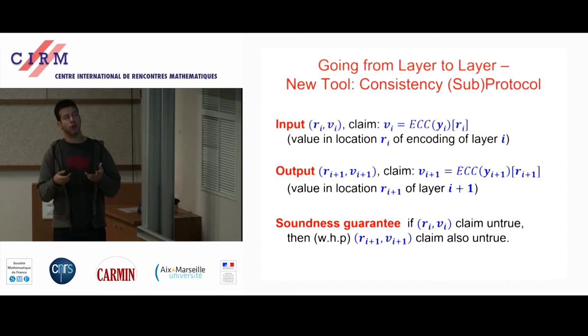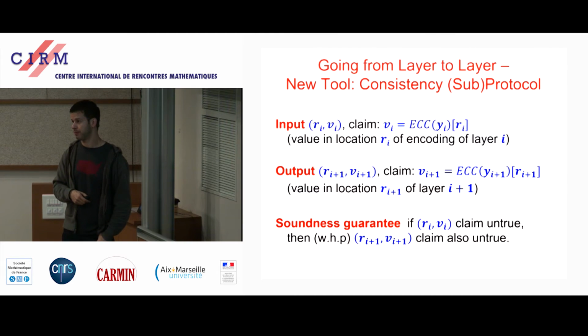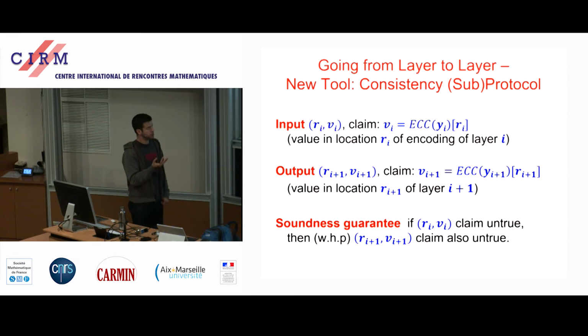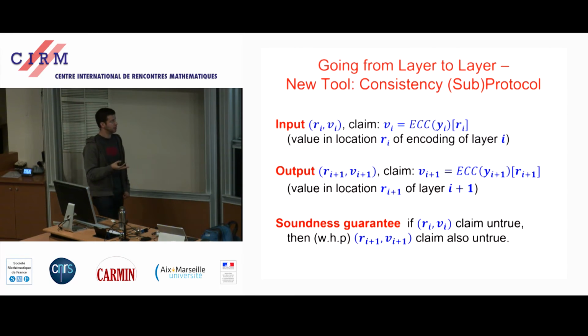So in the end, it tells the prover, okay, I believe your claim that the encoding of layer i at location r_i is equal to v_i if you can prove to me that the encoding of layer i plus 1 at location r_{i+1} is equal to v_{i+1}. So that's a reduction, the output of an interactive protocol between the prover and the verifier. And the soundness guarantee is that if the initial claim was false, if the prover was cheating here, then with high probability over the verifier's coins, the new claim that we get as a result of the protocol will also be false, with all but a small error probability.